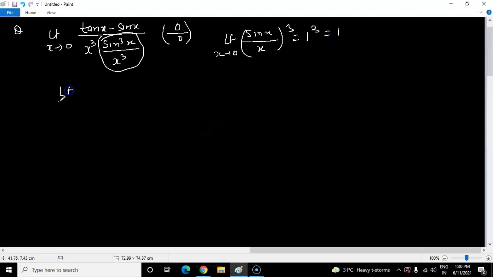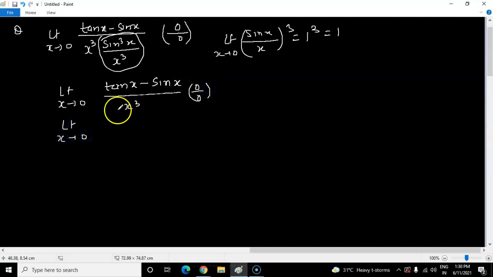So our question becomes now, if you do this, some questions will be easier to simplify. This one becomes x cube. Still this is 0 by 0 only. So now differentiation becomes easy. Tan differentiation is secant square of x. Minus sin differentiation is cos x. By this becomes 3x square. Right? Yes, sir. So this is 0, sec 0 is 1, cos 0 is also 1. 1 minus 1 is 0.